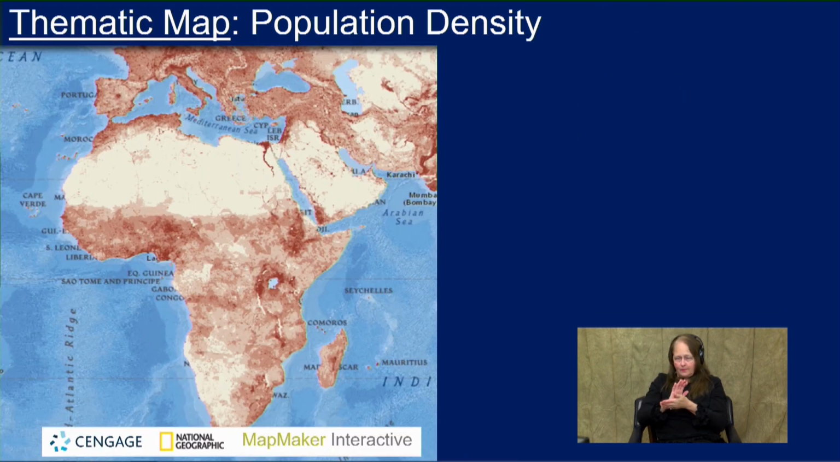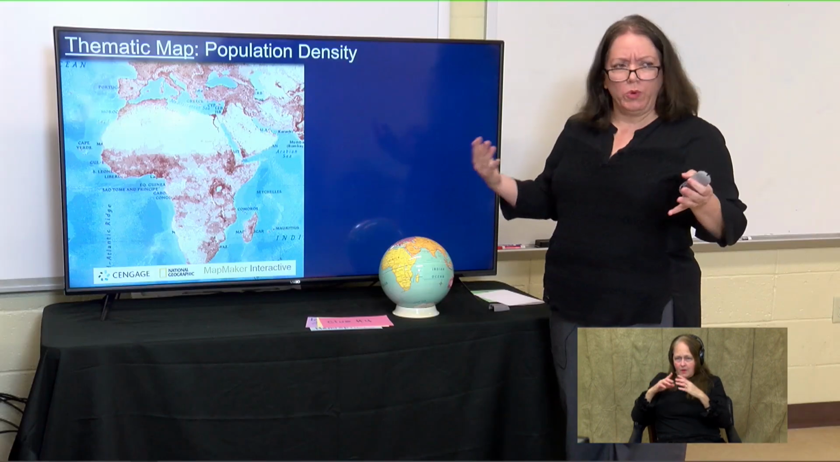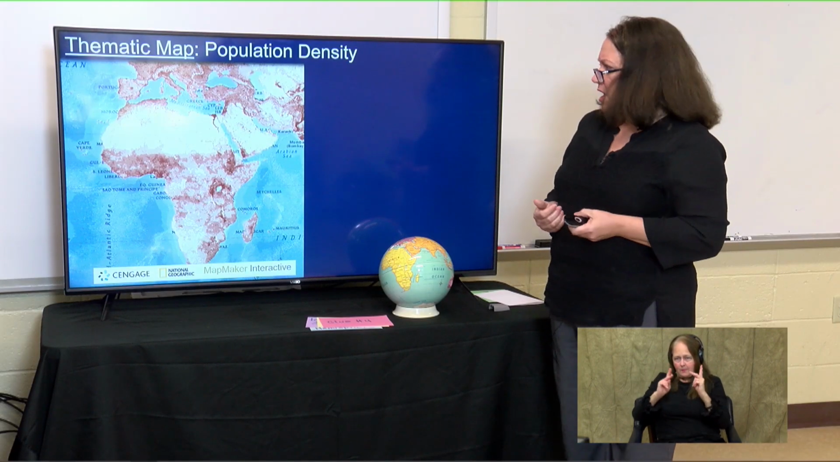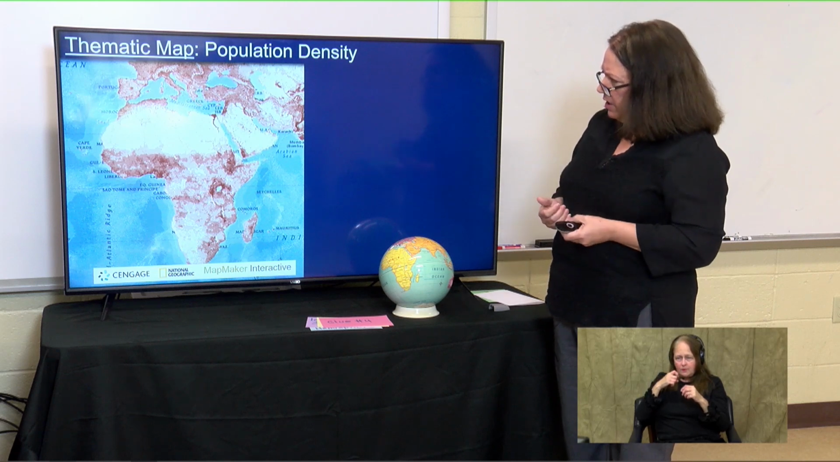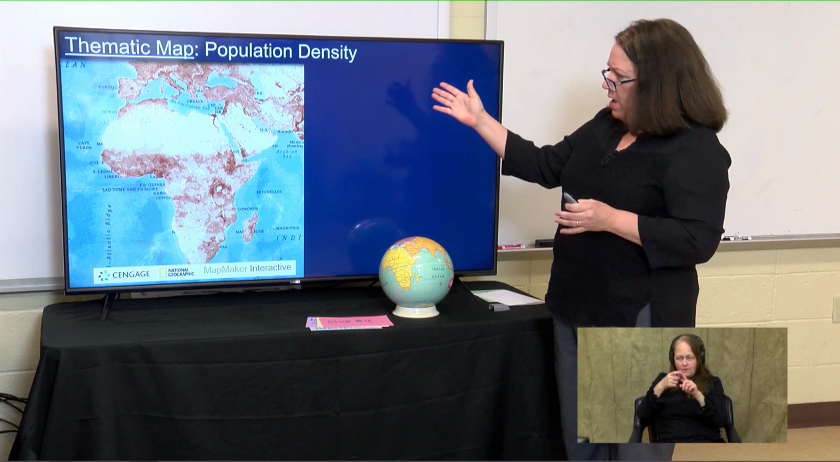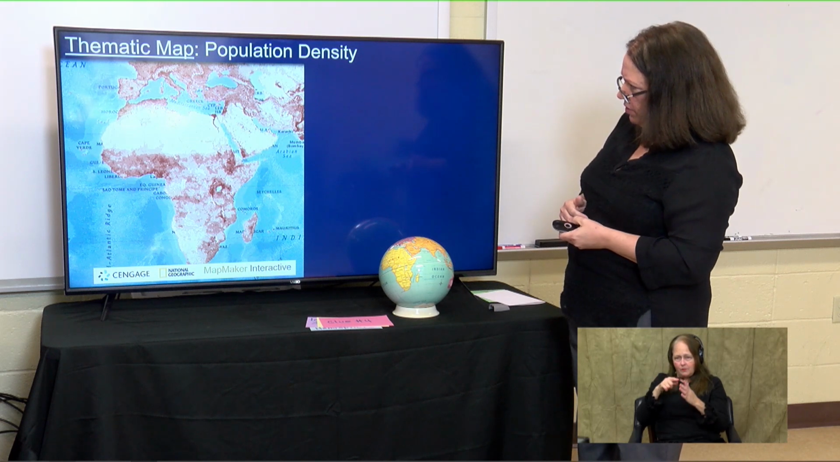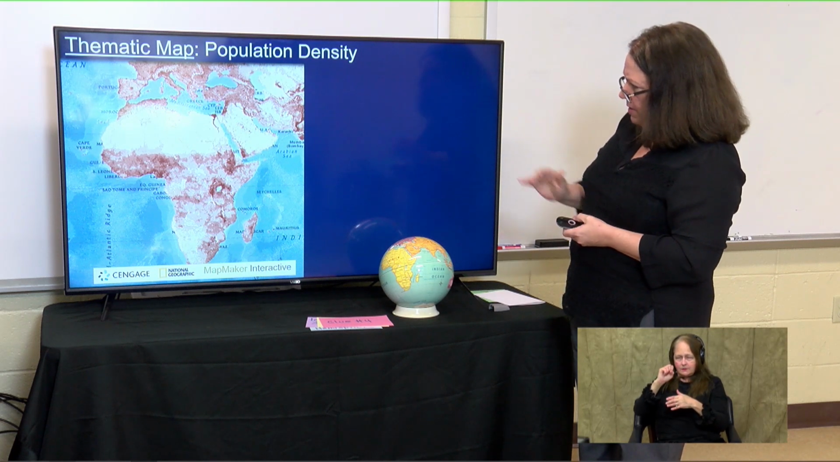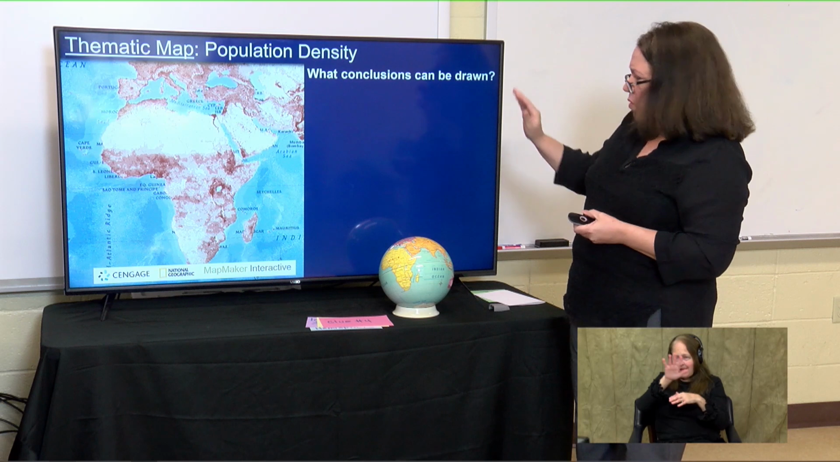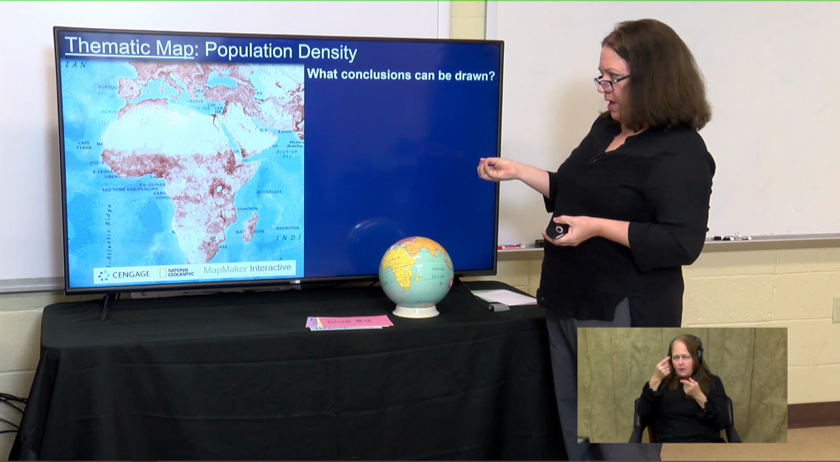Now I'm switching to a population density map. Last week we looked at one of these when we were in the region of Russia and the Eurasian republics. Now let's take a look at what this looks like for sub-Saharan Africa. And this is showing the Eastern Hemisphere, showing Europe and Africa. But let's zero in on Africa here. What conclusions can you draw about this?